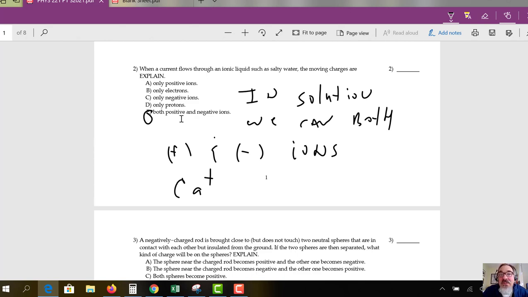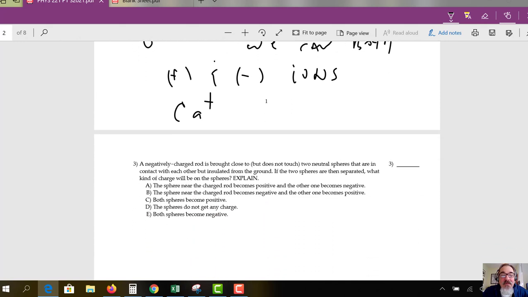Now in metals, the charge carriers are electrons. Electrons are free to move through metals. But if you have a solution, you could have both positively and negatively charged ions. Okay, and you can get some partial credit. So if you got it wrong, but you had an explanation that makes some sense, you can get partial credit. Same thing like on the first one. If you have an argument there, it might be wrong, but you could still get some partial credit.